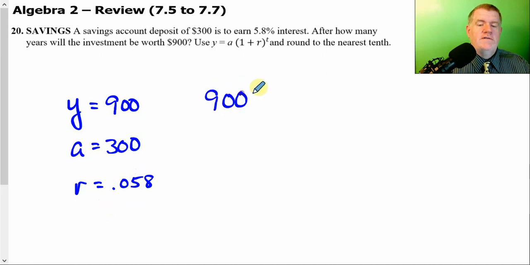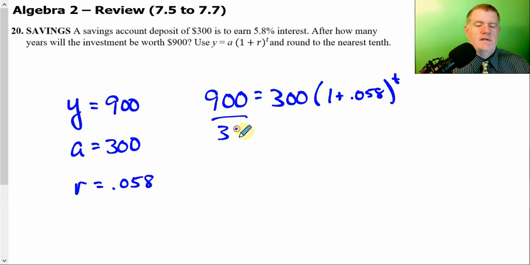So 900 equals 300 times 1 plus 0.058 raised to the t power. All right, so we do a little calculations. Divide both sides by 300. We wanted to triple it, didn't we? So it's 3.